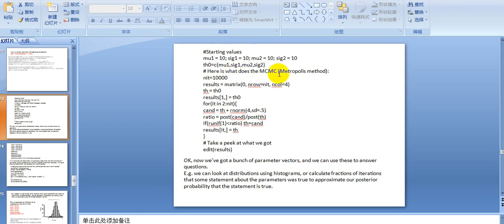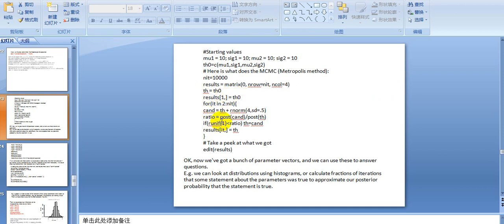Here, what the MCMC does is the following. The MCMC contains several methods, right? We learned the Metropolis method and the Metropolis-Hastings method, and there are other methods, but here we just use the Metropolis method. Number of iterations is 10,000. Results is a matrix where everything is 0. Dimension is the number of iterations by 4. Theta equals the starting value theta 0, and in results, the first row is just theta 0.